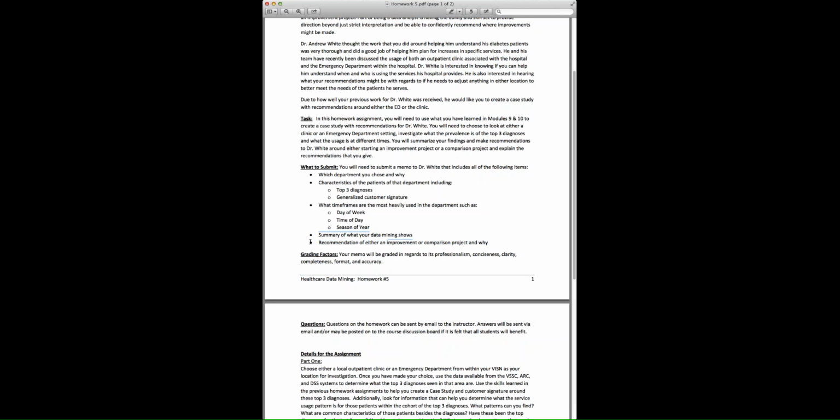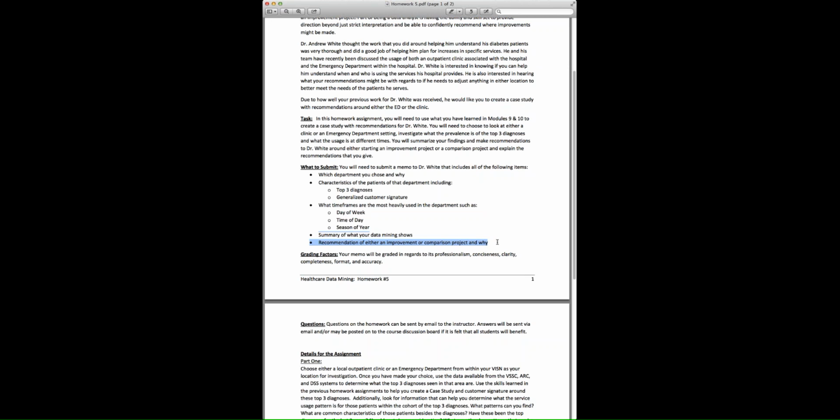And I will tell you right from the get-go, this last bullet right here, hands down, is where people lose points. Many people forget to do the recommendation of an improvement or comparison. We do really good up to that point and then forget to recommend a project. Or you say we need to do something and you don't tell me what kind of project it is.